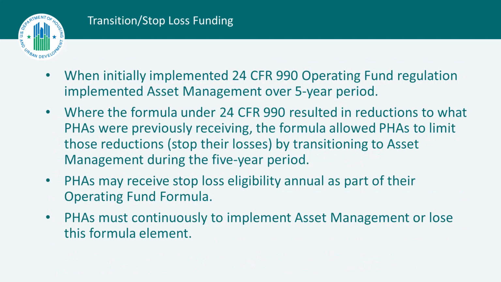PHAs may be eligible for stop-loss funding as part of their operating fund formula. When the operating fund regulation at 24 CFR Part 990 went into effect, it implemented asset management over a 5-year period. Where the formula under this regulation resulted in reductions to what PHAs were previously receiving, the formula allowed PHAs to limit those reductions or stop their losses by transitioning to asset management during the 5-year period. PHAs must continuously implement asset management in order to be eligible for this stop loss in their operating fund formula.